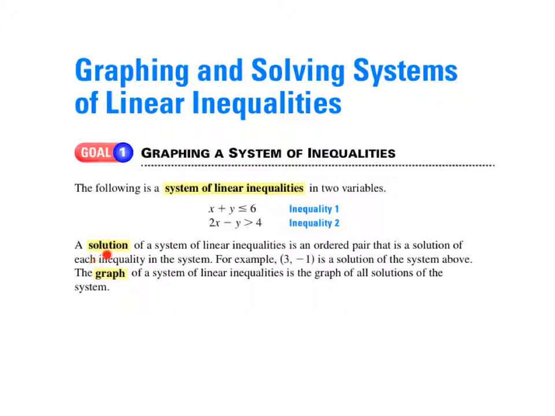And the solution of a system of linear inequalities is an ordered pair that is a solution of each inequality in the system. For example, (3, -1) is a solution to the system above. The graph of a system of linear inequalities is the graph of all the solutions of the system. So get that into your notes and let's move on and I'll show you what we're talking about.